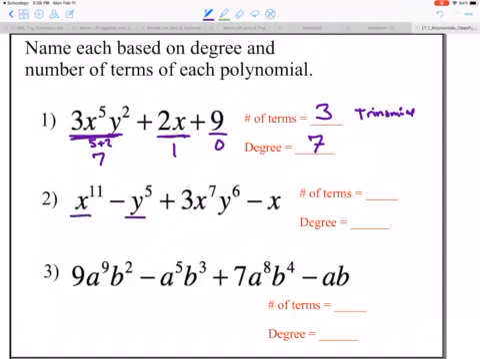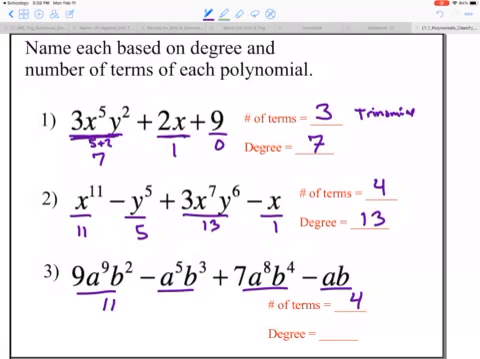So it's a 7th degree trinomial. This one has 1, 2, 3, 4 terms. This is a degree of 11, a degree of 5, a degree of 13, and a degree of 1. So this is a 13th degree polynomial. This one is 1, 2, 3, 4 terms. This has a degree of 11, 8, 12, and 2. So the degree here is 12. It's the highest of the terms.